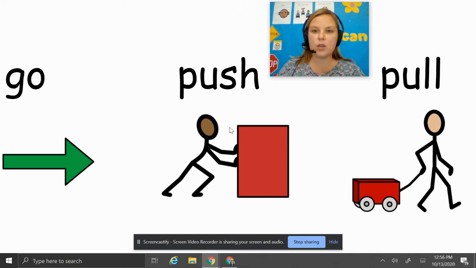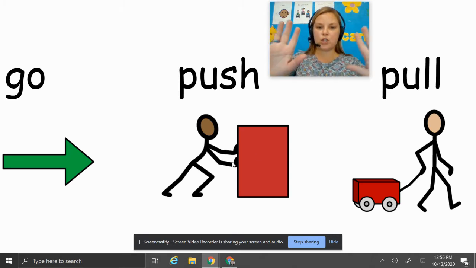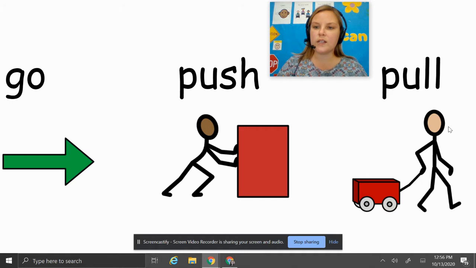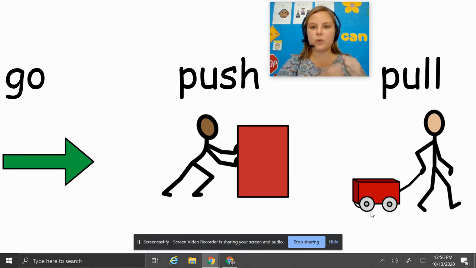The next one is push. This is a really good picture of someone pushing. It means to push against an object. And then the next word is pull. In this picture, he's pulling a wagon. So pulling. We're really focusing on motion and how things move.